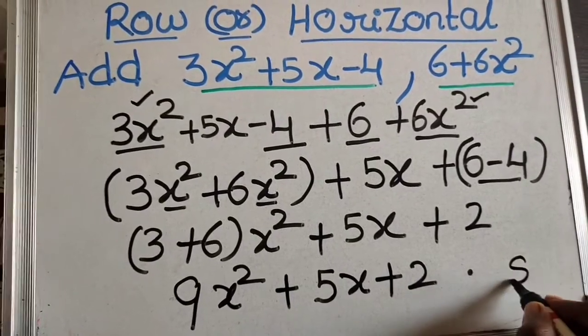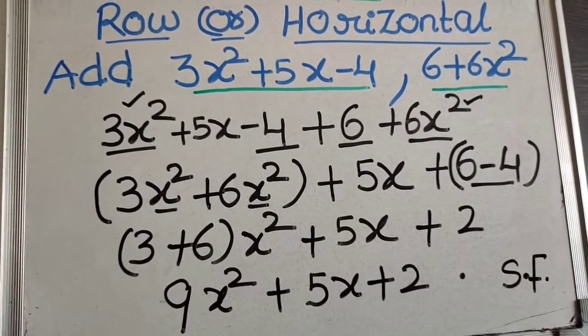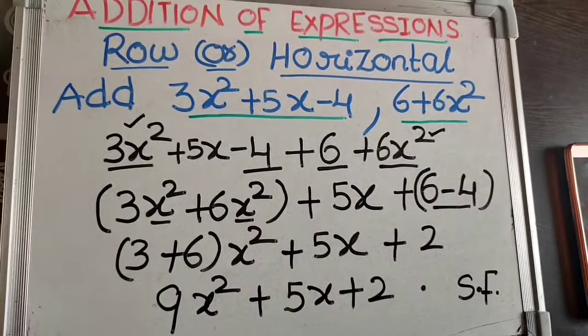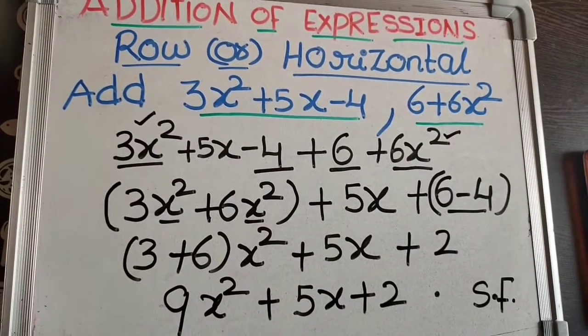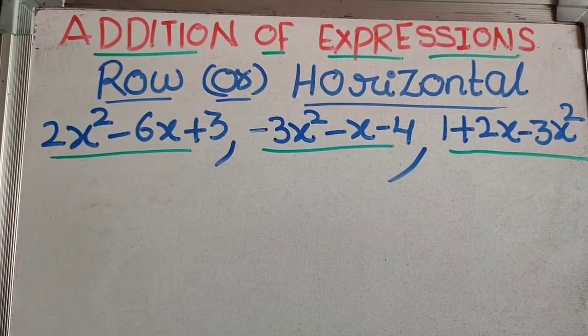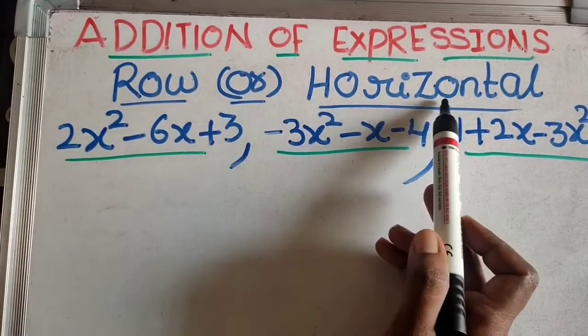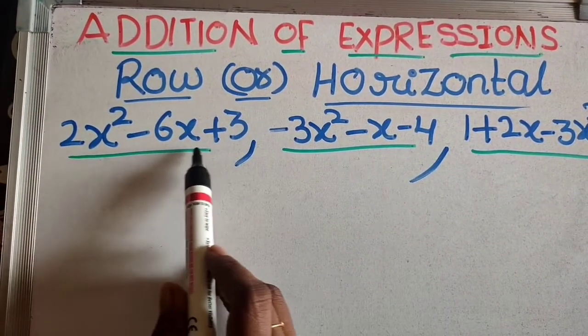9x² + 5x + 2. This is in the standard form. So while you are writing your result, write it in the standard form. While you are doing addition also, write it in the standard form. Now same method, row or horizontal method.